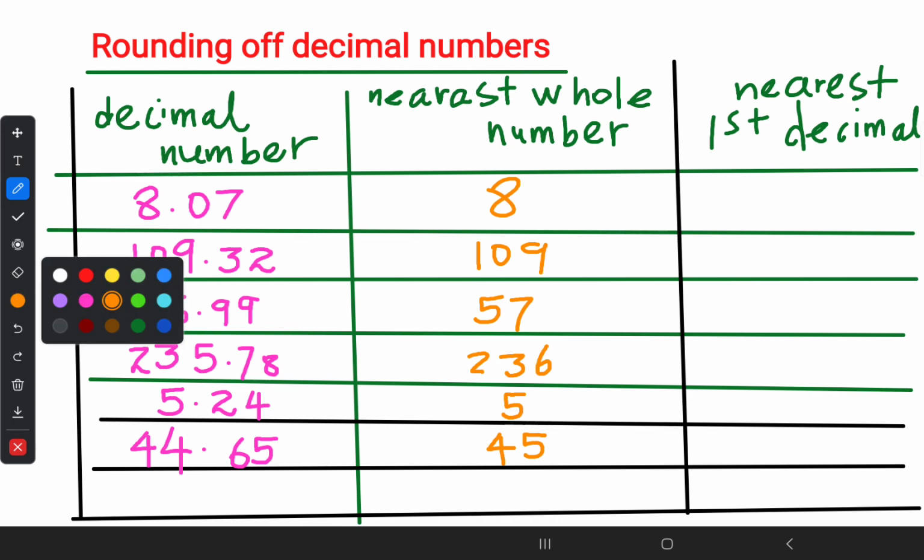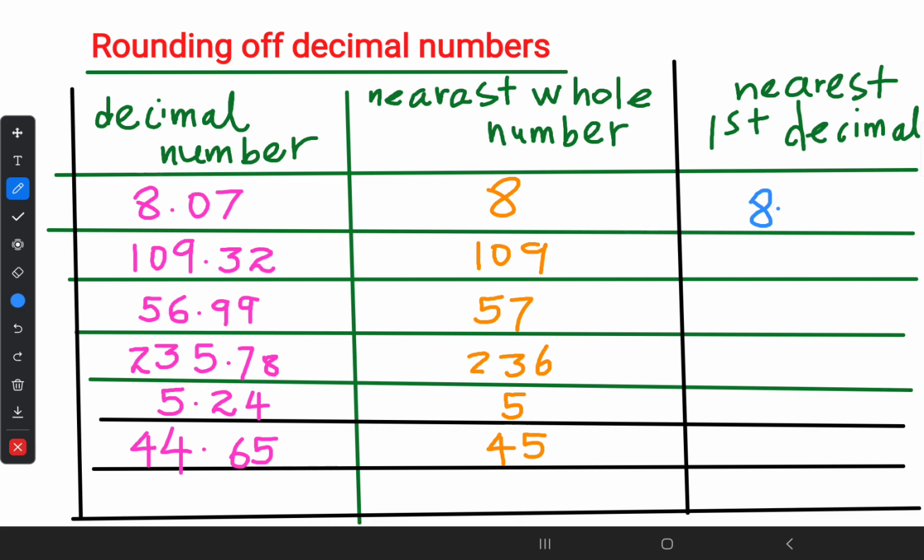Thereafter, for the nearest first decimal place, we have to consider the second decimal place. Since the second decimal place is 5 or greater, I add 1 to the preceding value. So it already has 0, add 1 to that, it becomes 8.1. Since the second decimal place is 2, no need to change the numbers. 109.3 remains the same. No need to indicate the 2 again. For first decimal place round off, in your final answer you should have only the first decimal place.